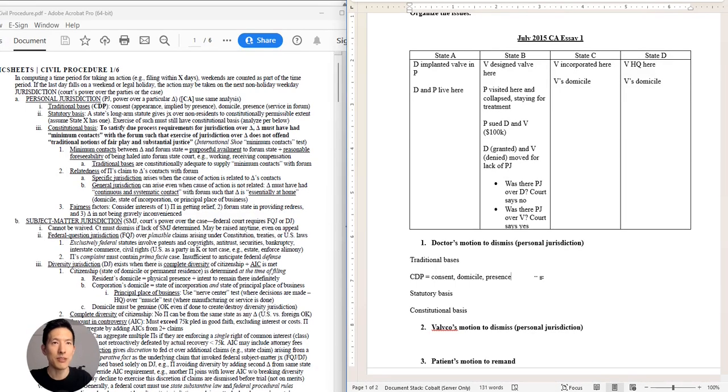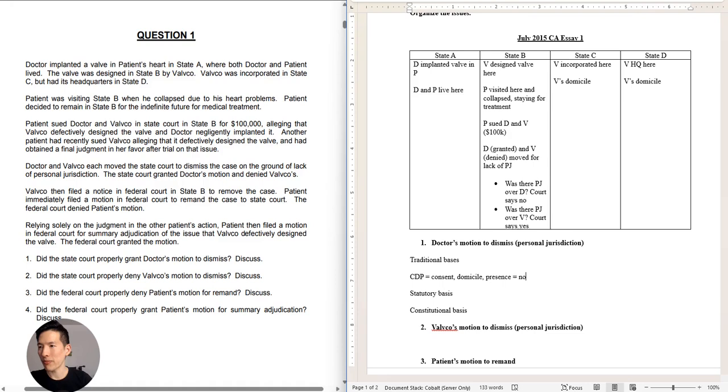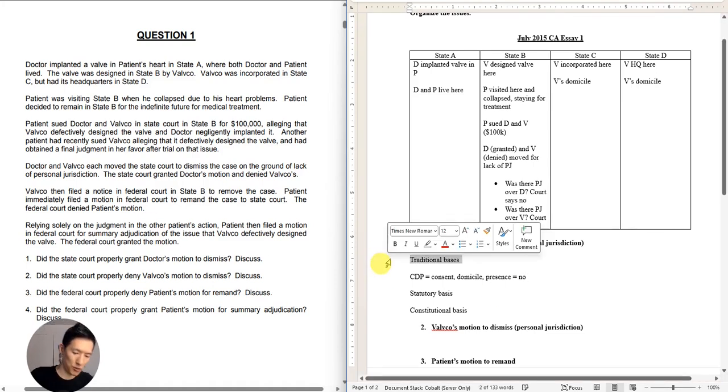Well, doctor just lives in state A. So that's kind of doctor's domicile. Doctor has never seemingly visited state B. Doctor was sort of held into court because he got sued, but it doesn't seem like a very strong amount of consent. He's still not there. So I think we want to say probably not, and kind of move on to the next one, which is statutory basis.